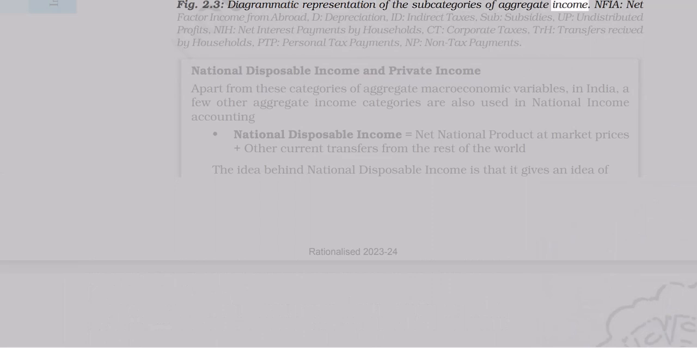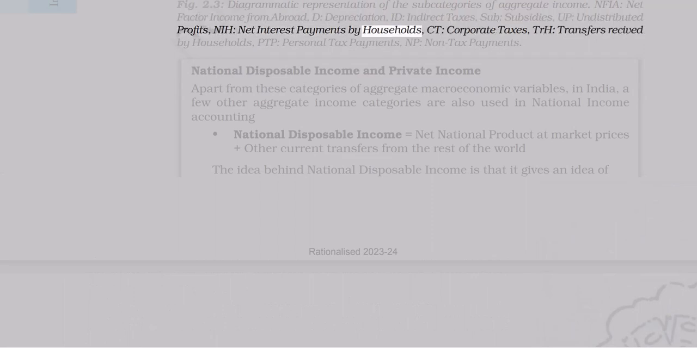Figure 2.3, diagrammatic representation of the subcategories of aggregate income. NFIA, net factor income from abroad; D, depreciation; ID, indirect taxes less subsidies; UP, undistributed profits; NI, net interest payments by households; CT, corporate taxes; TRH, transfers received by households; PTP, personal tax payments; NP, non-tax payments. Rationalised 2023-24, 27.